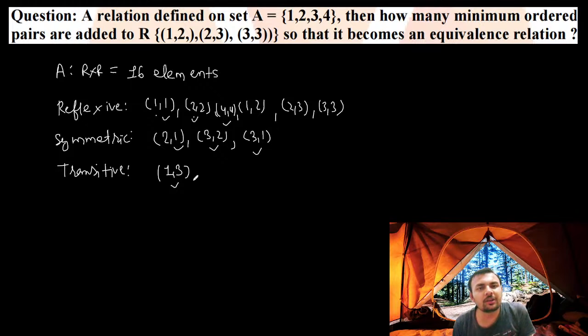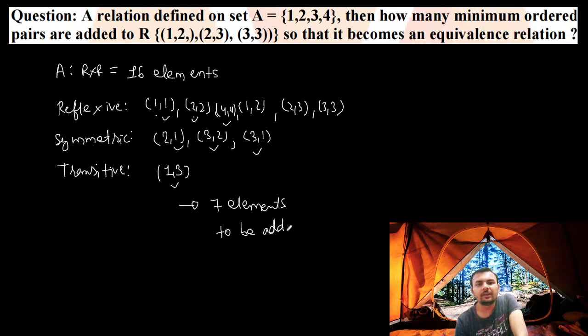2 to 1. So we are adding 7 elements to be added. Or maybe 6. 4 comma 4 not required, okay, because it is not available. So we can say 6 elements.